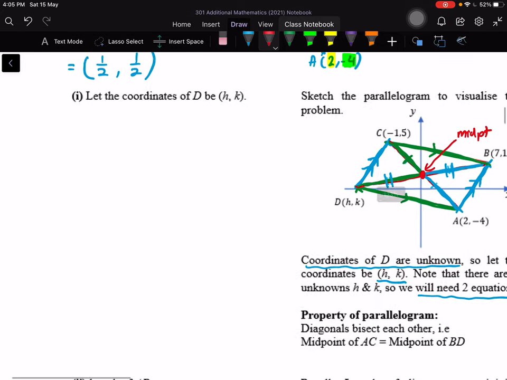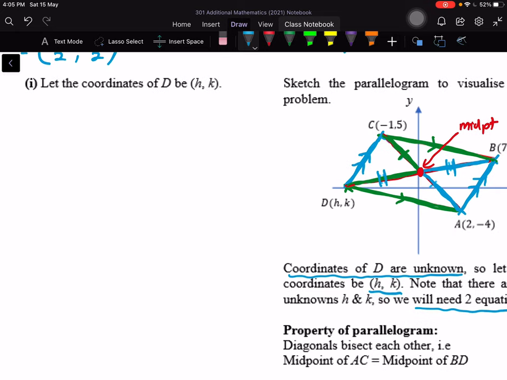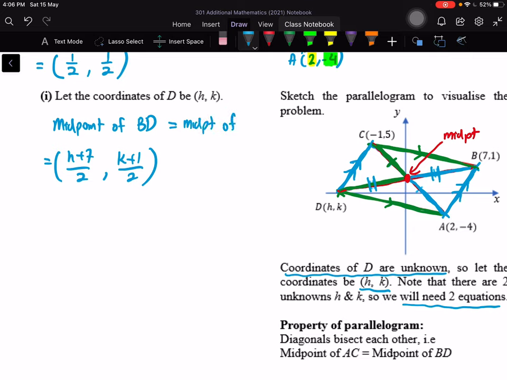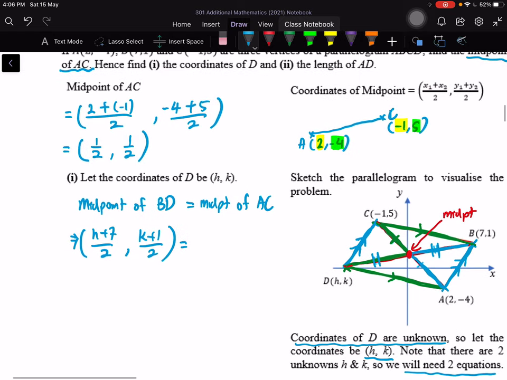Okay, so similarly to the previous question, the midpoint of BD. How do we find the midpoint? Again, we take the average of the x and y coordinates. So you have (h plus 7) over 2 and (k plus 1) over 2. Because we know that the midpoint of BD is also equal to the midpoint of AC, this means that the midpoint of AC, which you have found earlier over here, is a half.